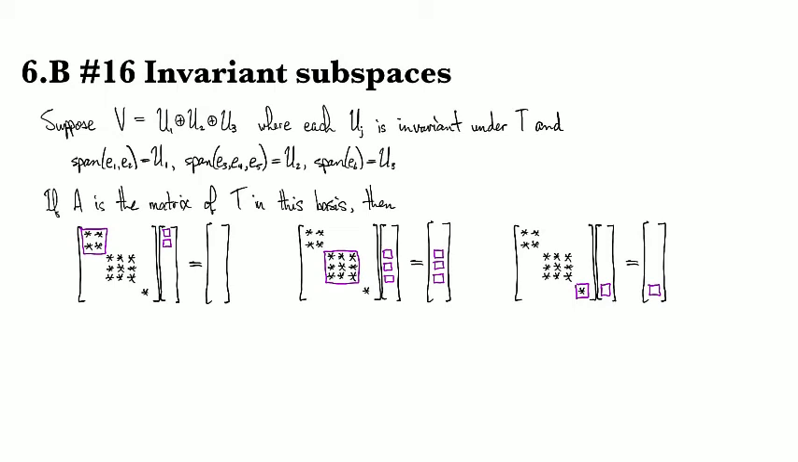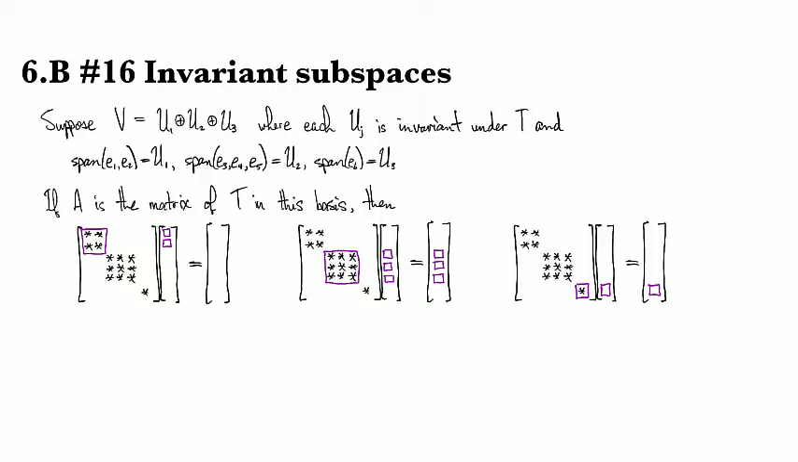So I wanted to give a little bit of the backstory about what's going on with invariant subspaces, because this will be helpful for when you look at problem number 16 in section 6b. So here's sort of an explanation by way of example.